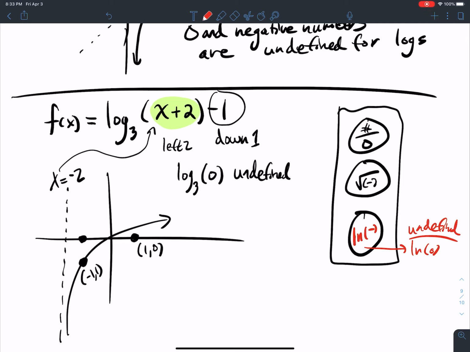Okay, so this ends up being the last of our what's not in the domain for college algebra, okay? So thou shalt not divide by 0. Do not take the square root of a negative number, or nth root where n is even. And then don't do a log or natural log of 0 or a negative number. Okay?